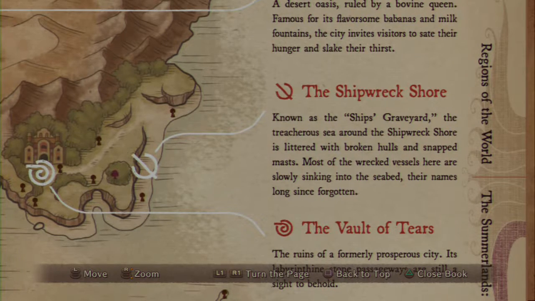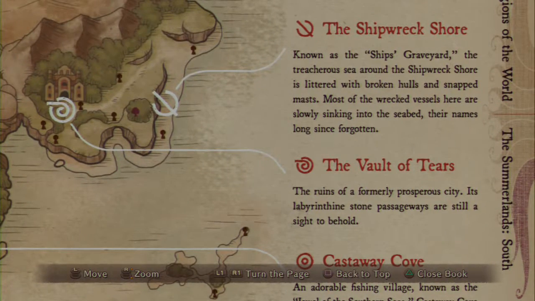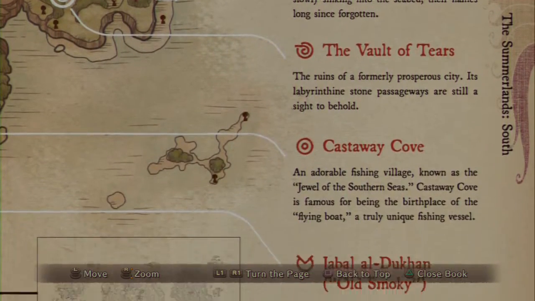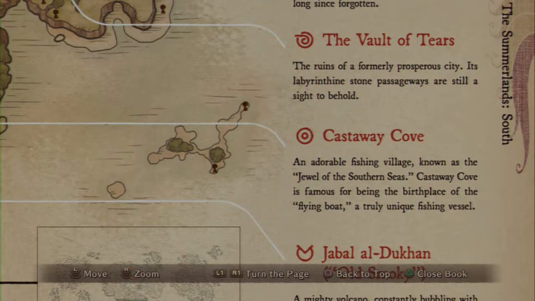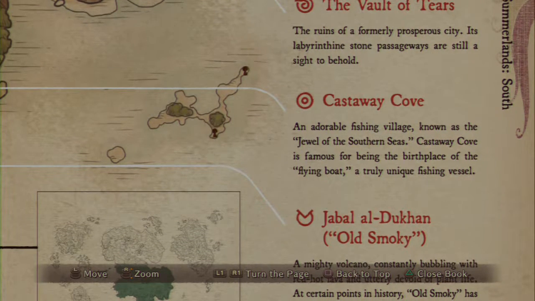Known as the Ship's Graveyard, the treacherous sea around the Shipwreck Shore is littered with broken hulls and snapped masts. Most of the wretched vessels here are slowly sinking into the seabed, their names long since forgotten. Then we have the Vault of Tears, also seeable in that little section right there. Whoops, passed it. The ruins of a formerly prosperous city. Its labyrinthine stone passageways are still a sight to behold.